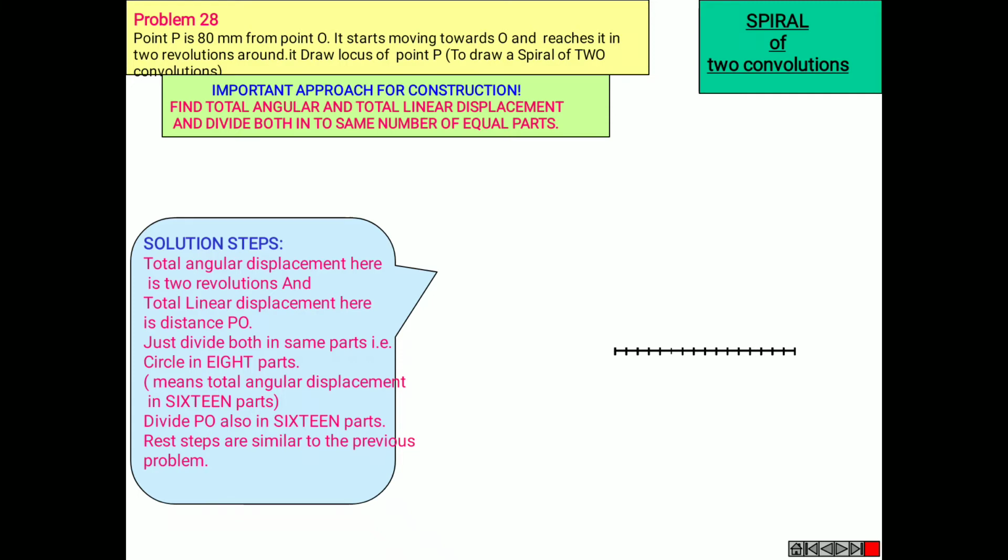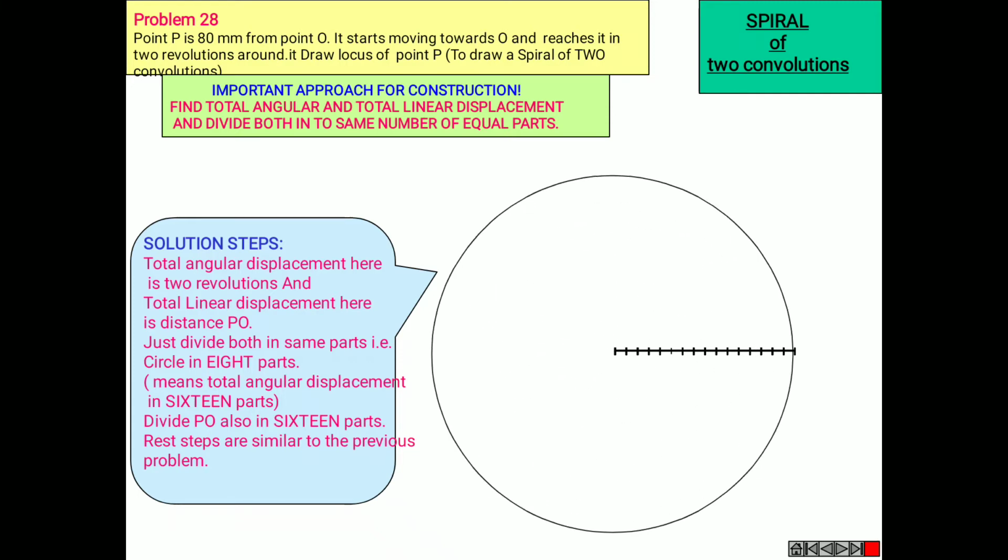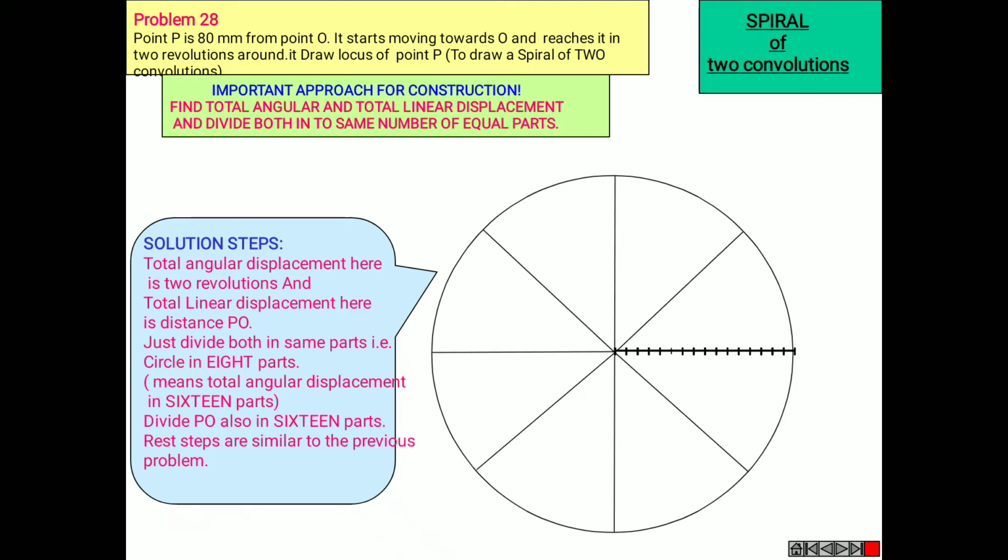Okay, this is OP and there is a circle divided into 8 equal parts, naming them. There are 2 circles, so 1, 2, 3, 4, 5, 6, 7, 8, again from 9, 10, 11, 12 to 16. So the OP line is divided into 16 equal parts, naming from right to left.